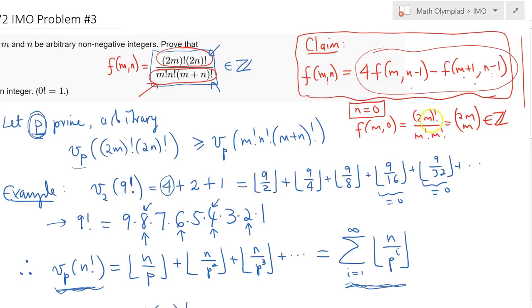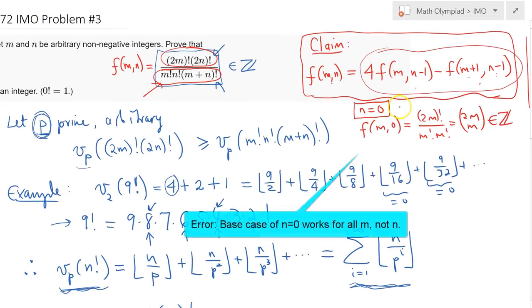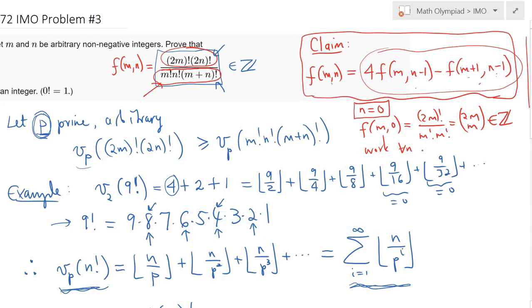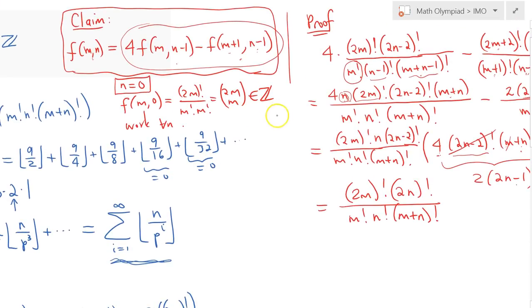Yeah, so it works for all m, right? So the base case works for all m. Now we can do our inductive step. We assume that it works for f of m comma n minus 1 for all m. So let's do it in this space here. So let's bring it over here. So assume it works.